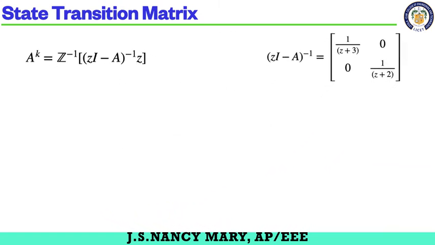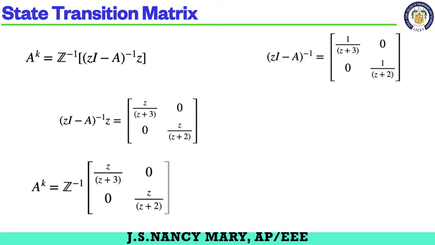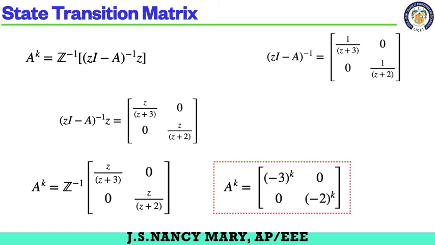So for the z transformation of a given matrix, I have multiplied with z, and then I am going to find out the z transformation. So that is Z inverse of z by z plus a is given by minus a the whole power k. You know the formula. So I am writing it as minus 3 the whole power k and minus 2 the whole power k. So this is my transition matrix. No need of including your u of k. As per the formula, you will be getting a u of k, that is not needed in the state matrix. So this is your state transition matrix.